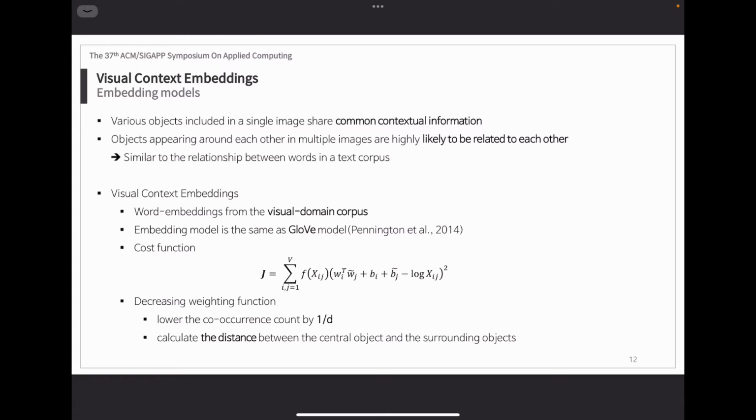In the same way as using the global co-occurrence matrix of words in the GloVe model, the VCE model learns embeddings using the global co-occurrence matrix of objects in the image dataset. We learned VCE using the same cost function as GloVe. To apply GloVe's decreasing weighting function to VCE, we calculate the distance between the central objects and the surrounding objects from the bounding box information.